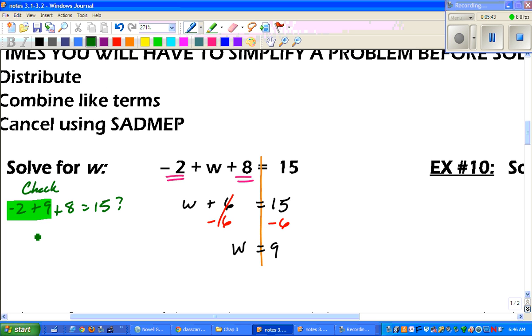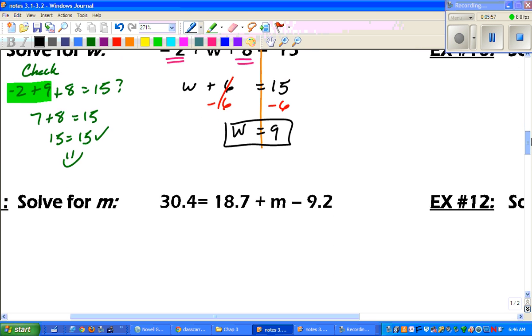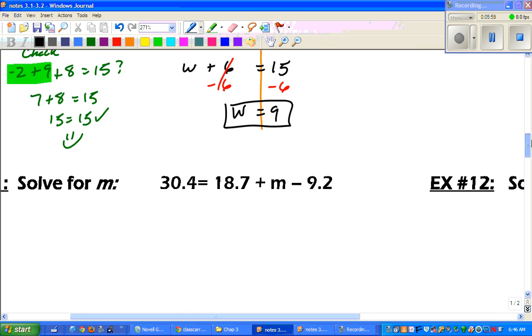-2 plus 9 gives us 7. 7 plus 8, does that equal 15? 15 equals 15, check. W equals 9 is our answer.